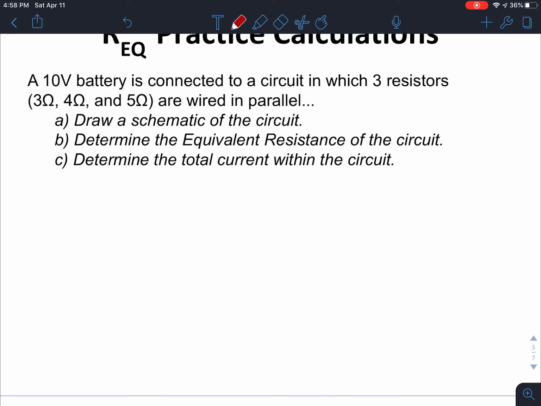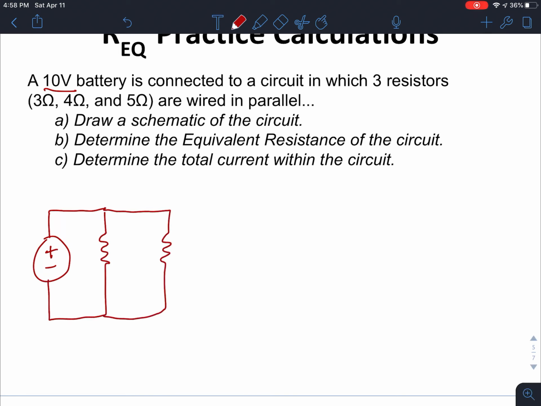So we have a 10-volt battery. It's connected in circuit to 3 resistors of 3, 4, and 5 ohms, and they're wired in parallel. So let's start by drawing. It's always a good thing to do to draw your circuit so you can picture it. So here we have resistor 1, here we have resistor 2, and here we have resistor 3. So resistor 1 is 3 ohms, resistor 2 is 4 ohms, and resistor 3 is 5 ohms.